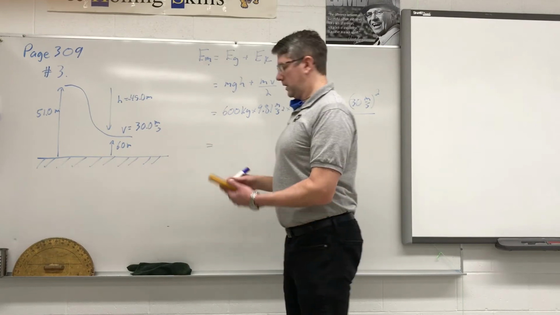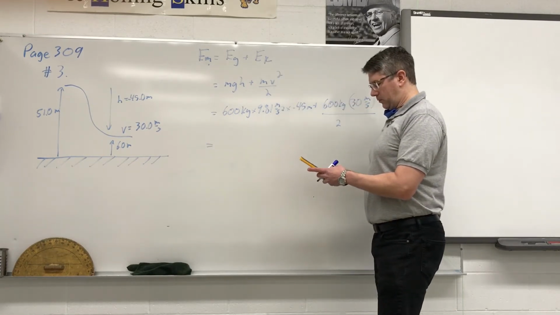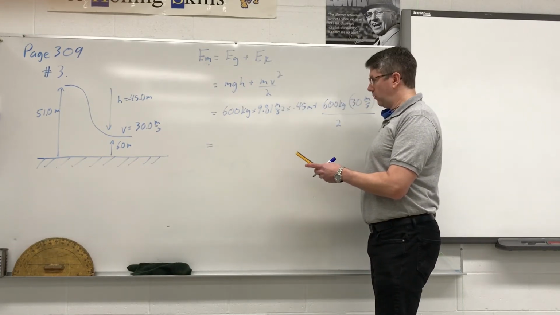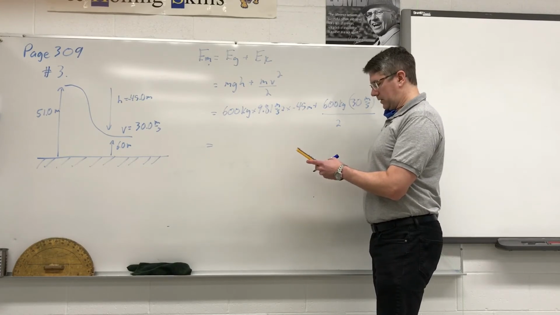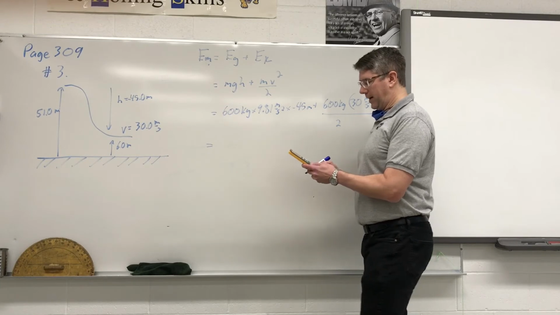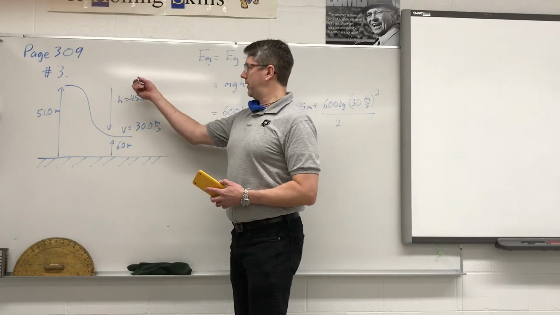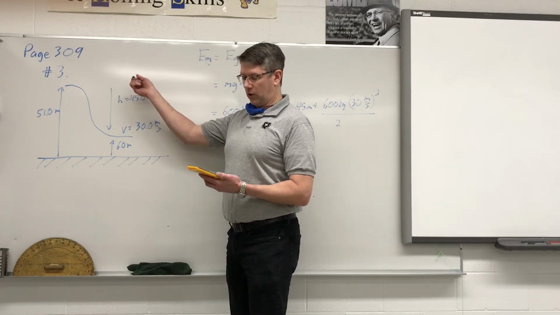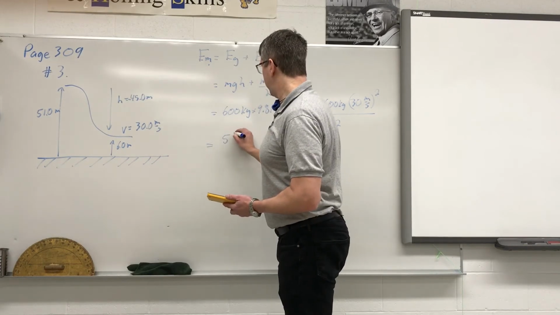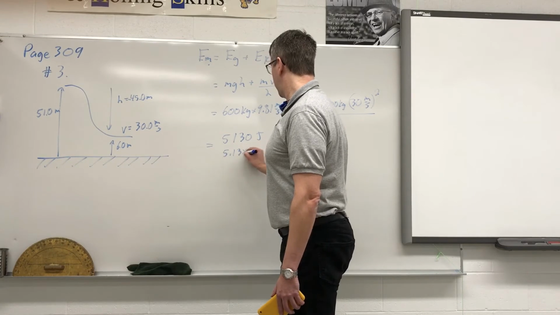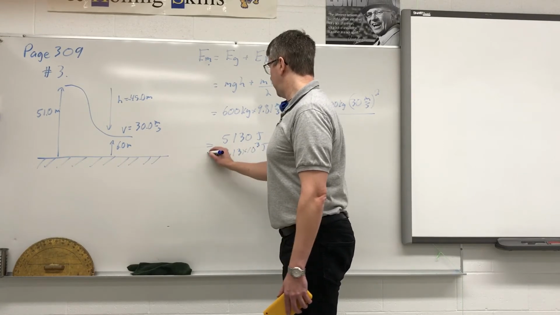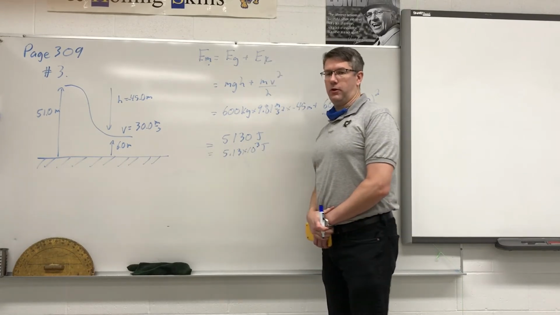So plug that all into the calculator, we get 600 times 9.81 times negative 45 plus 600 times 30 squared divided by 2. So measuring with a height 0 point at the top of the hill, we end up with 5,130 joules, or 5.13 times 10 to the power of 3 joules as our amount of mechanical energy.